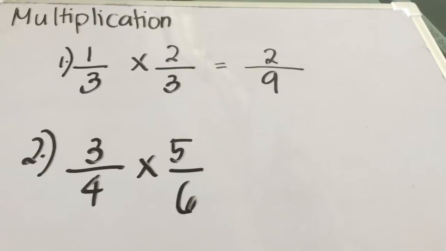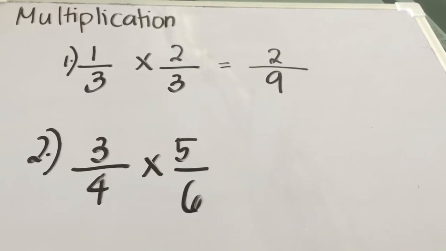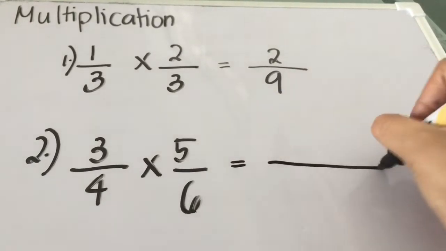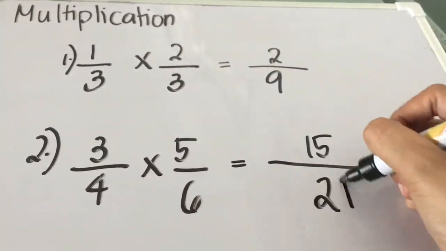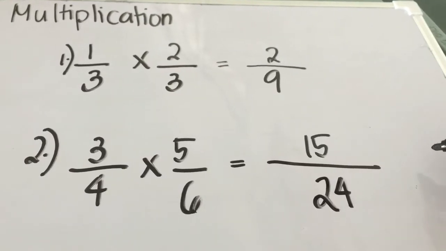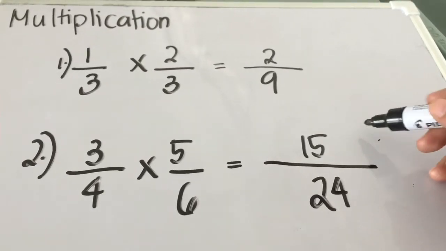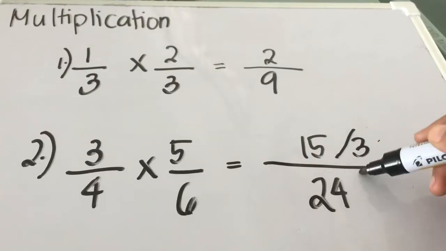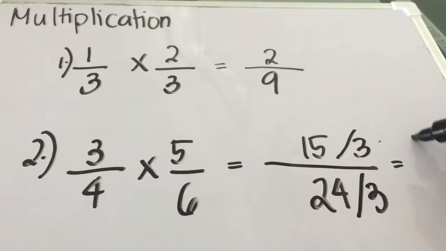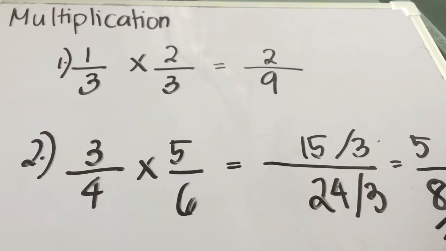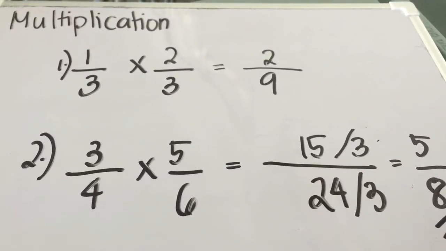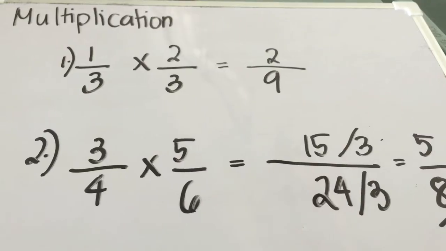So number 2 is 3/4 times 5 over 6. So we have 3 times 5, 15. 4 times 6, 24. So ma-convert pa ba siya into lowest term? Yes, because it is divisible by 3. So 15 divided by 3 equals 5. 24 divided by 3 equals 8. So our final answer is 5 over 8. Remember to always convert your answer, if it is possible, to lowest term.